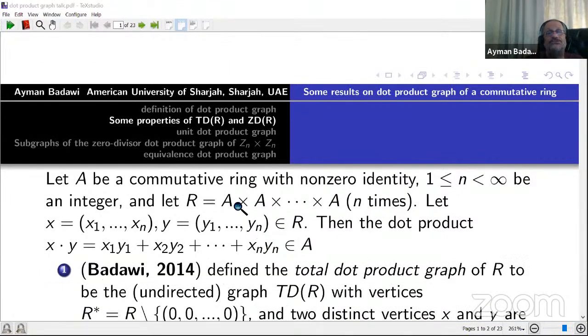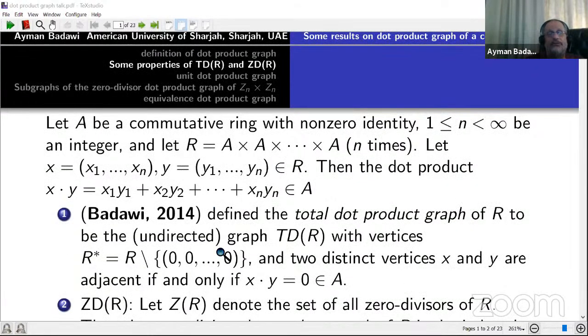Okay, here's the definition. In fact, this talk relies on 2 papers, one of them in 2015, written by me, and the other paper published in 2020 with my student. He did a master thesis on unit dot graph. Okay, so what's the definition of total dot product graph?